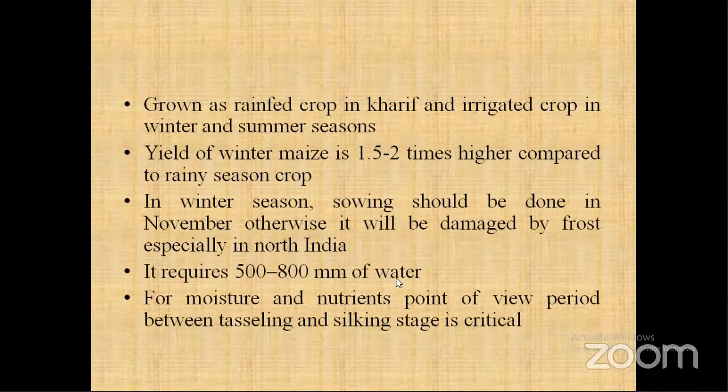Maize requires around 500 to 800 mm of water. From a moisture and nutrients point of view, the period between tasseling and silking growth stage is very critical. That means around 50 to 65 days after sowing, that growth stage is very critical. At that stage, we should maintain optimum moisture and nutrient availability should be high. If either moisture is less or nutrient availability is not there, it will impact the yield, and the yield will be reduced severely.